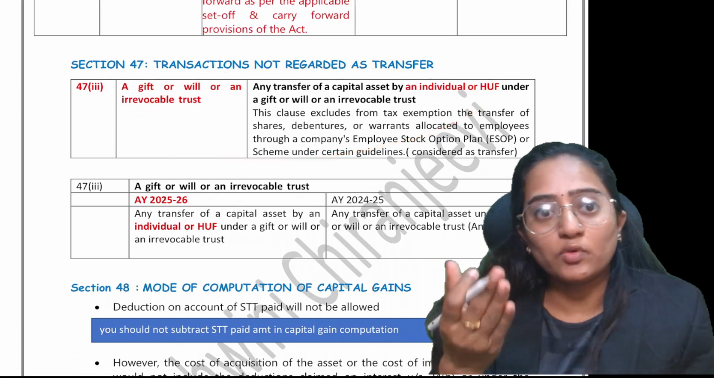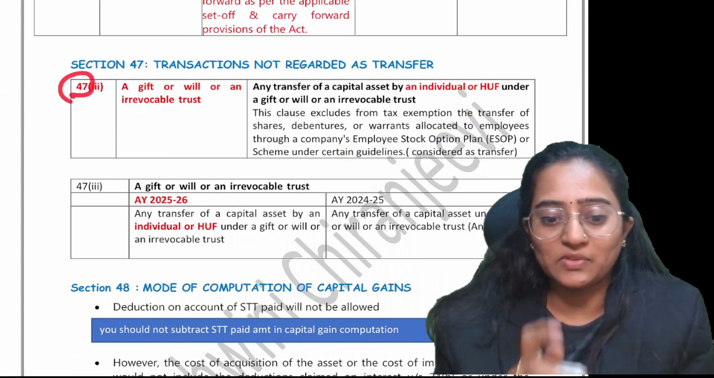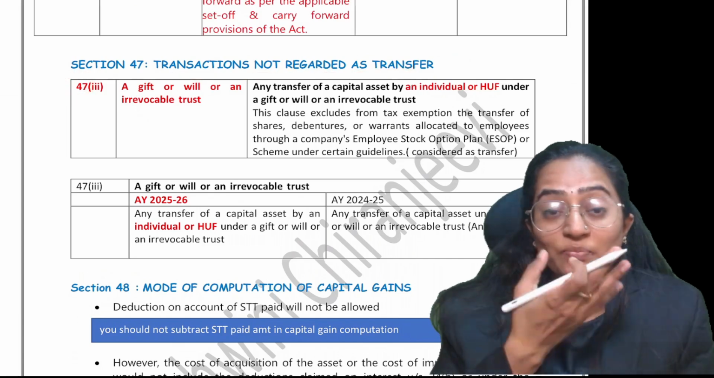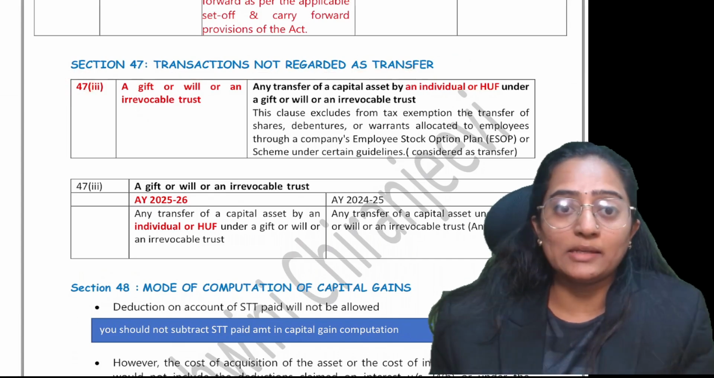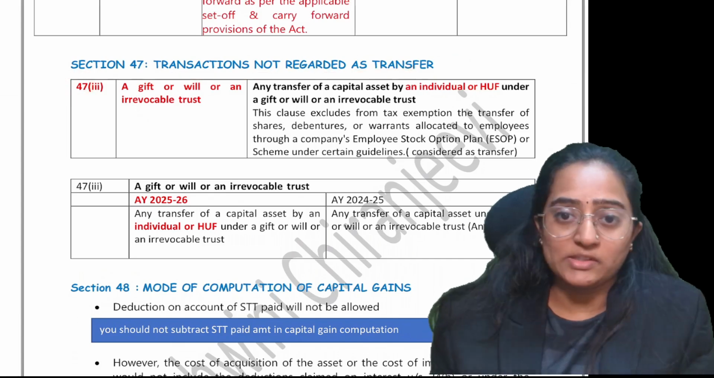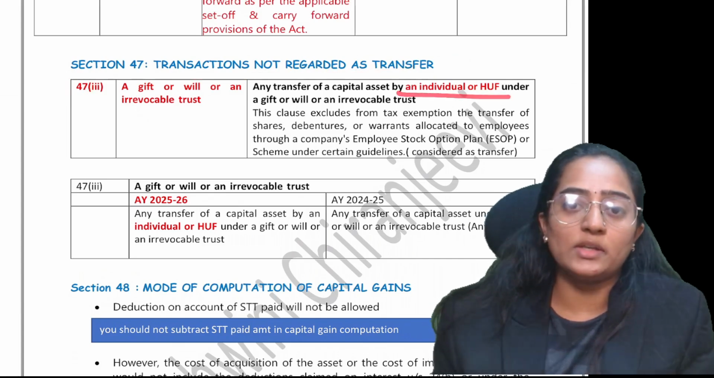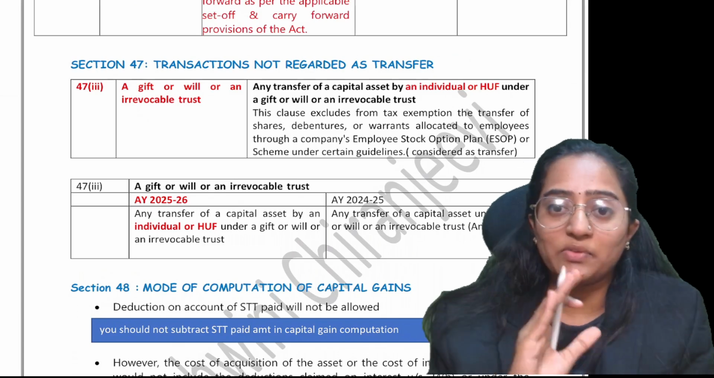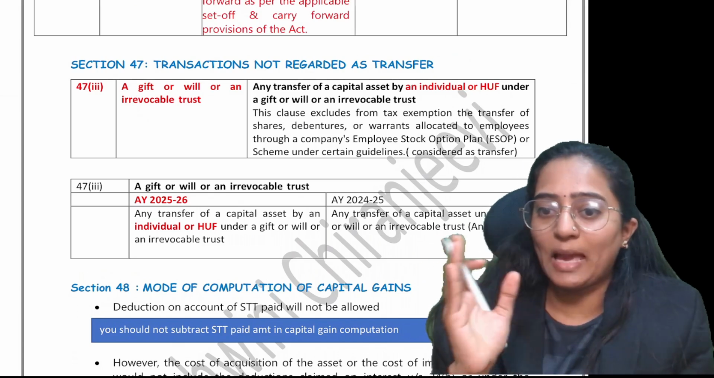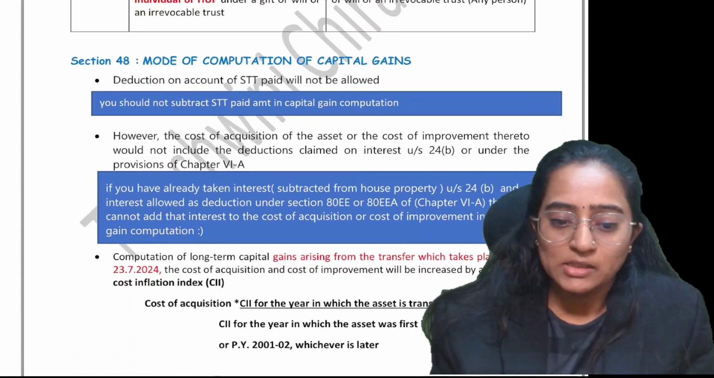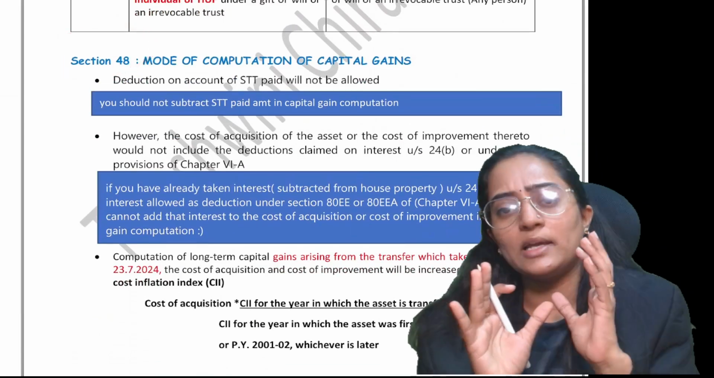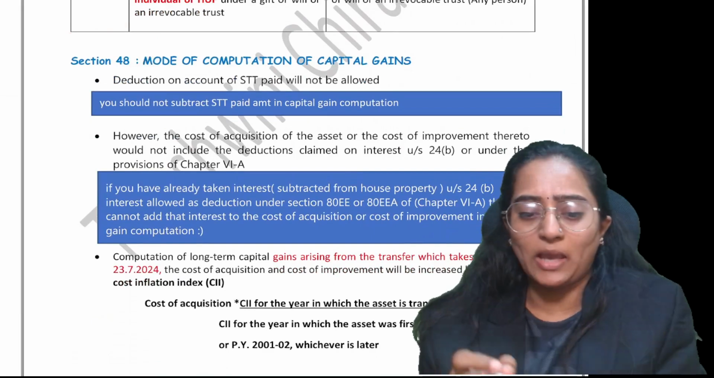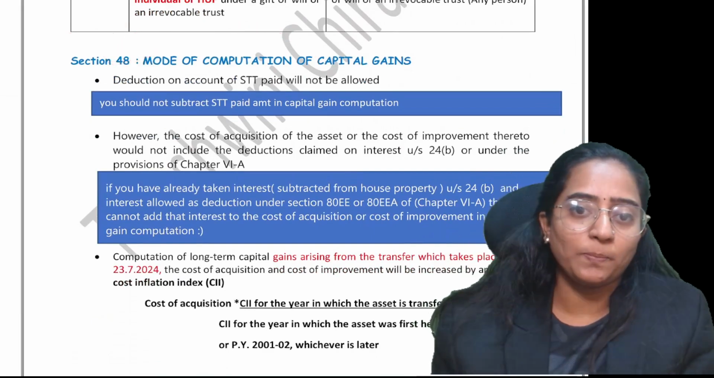This you have to read with the main provision of section 57. Transactions not regarded as transfer. When it is being transferred by our parents in the form of gift, will, etc., in that case, individual or HUF transferring it to us, it is not considered as transfer. If it is not a transfer, we already know it is not a capital asset. Clear? Section 48 specifically tells how we will do the computation of capital gain. That is what section 48 told.